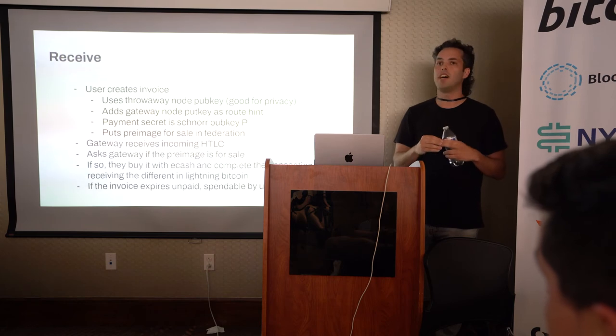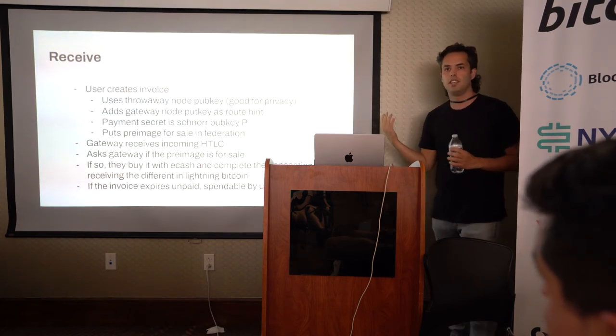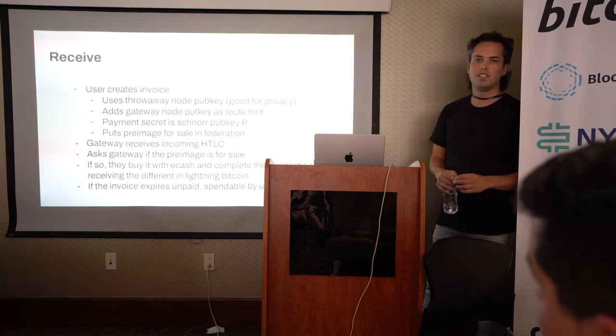If the preimage is invalid, then the escrow contract can be clawed back by the gateway. I didn't explain that last part very well. Any questions there?